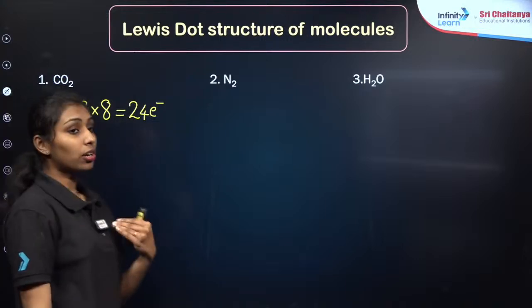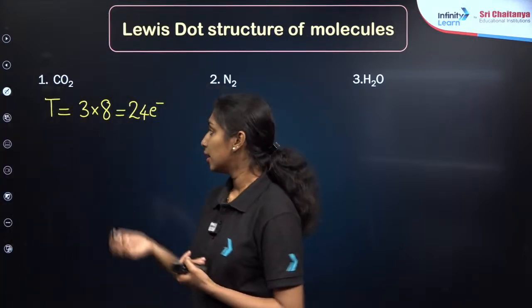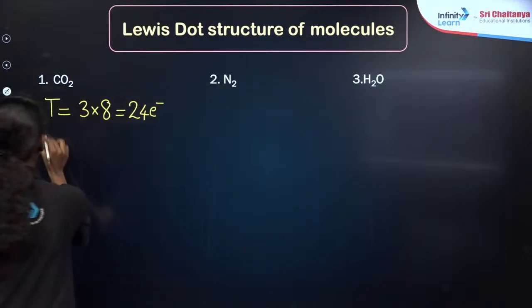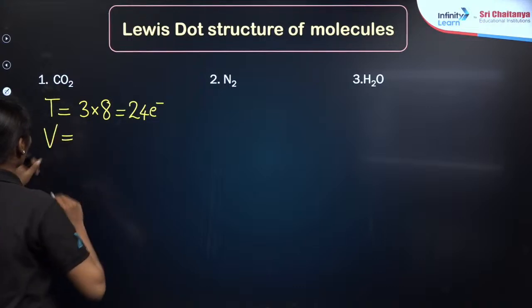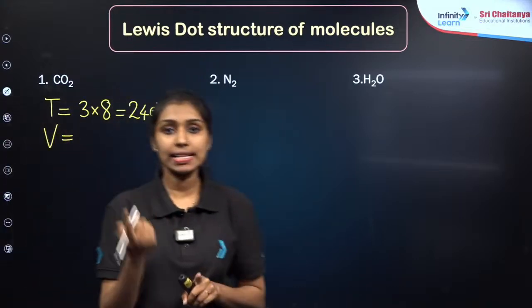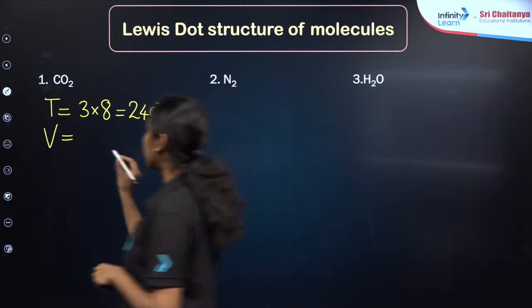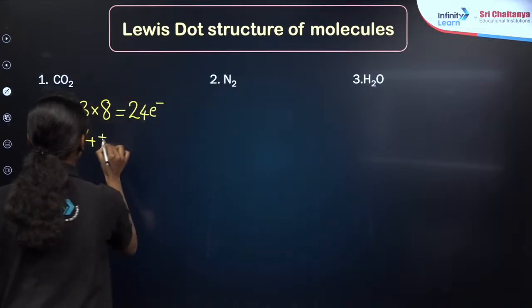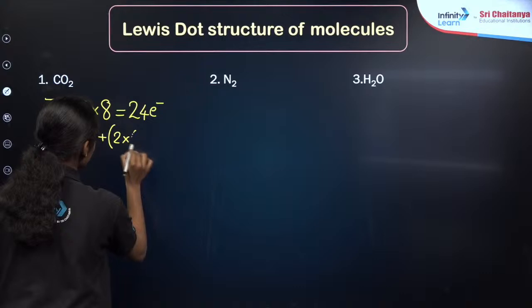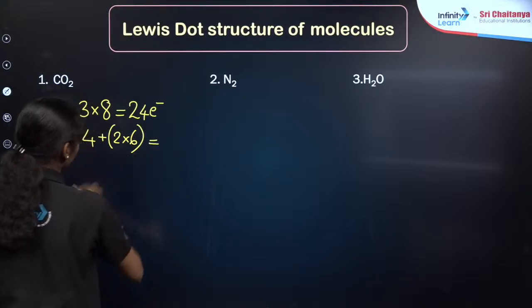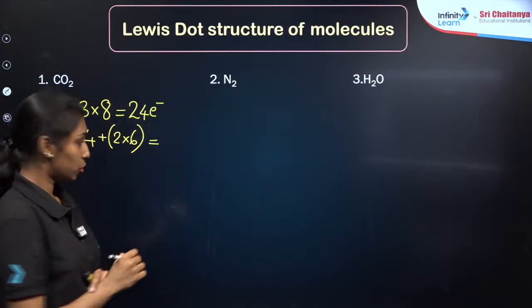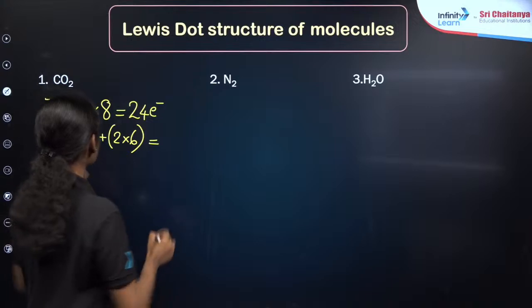Then what about the total number of valence electrons here? If I am calculating V, for 1 carbon atom, it is having valence electron of 4, right? Then for 2 oxygen atom, it is 2 into 6. So I am taking here 4 plus 2 into 6. How much it is? 16, right? 2 into 6, 12 plus 4, 16.